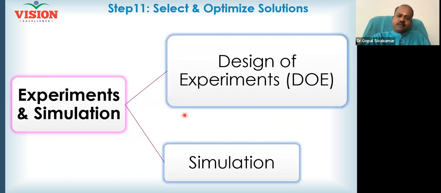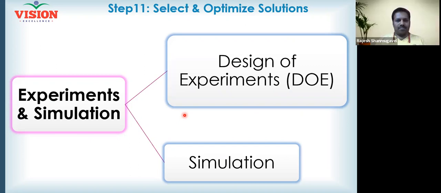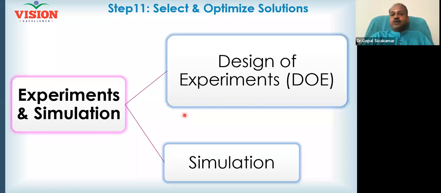In the improve phase, a formal explanation about improve and control will be done in the afternoon. In the improve phase there are 3 steps. We are done with the 9 steps, and now in the 10th step you will be generating the solution. Then you will be optimizing the solution. Optimizing the solution means optimizing the root cause, which means optimizing one or a few of the X factors.